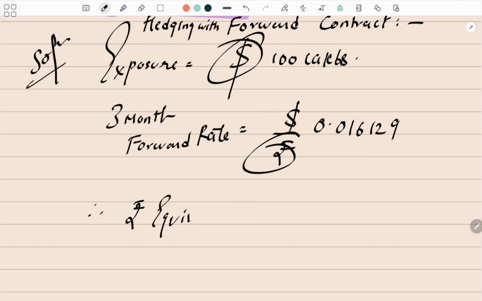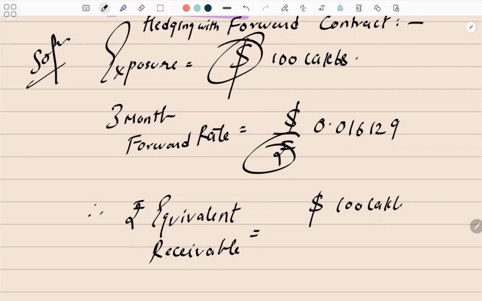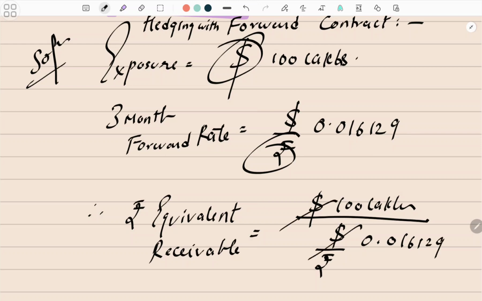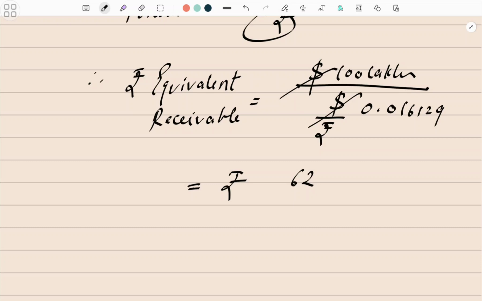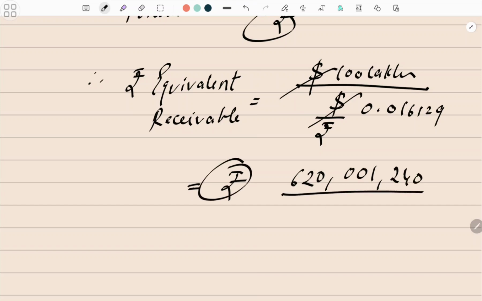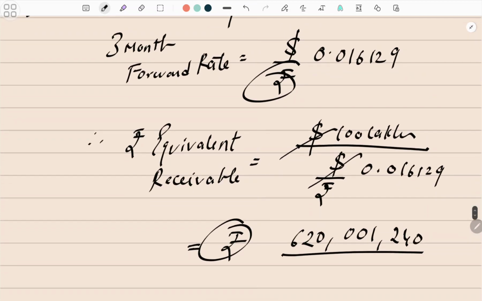rupee equivalent receivable, which is equal to $100 lakhs divided by dollar by rupee, 0.016129. Dollar goes, the equivalent rupee would be 62,620,001,240. Correct, this is the amount, but in rupee. Okay, this is rupee.